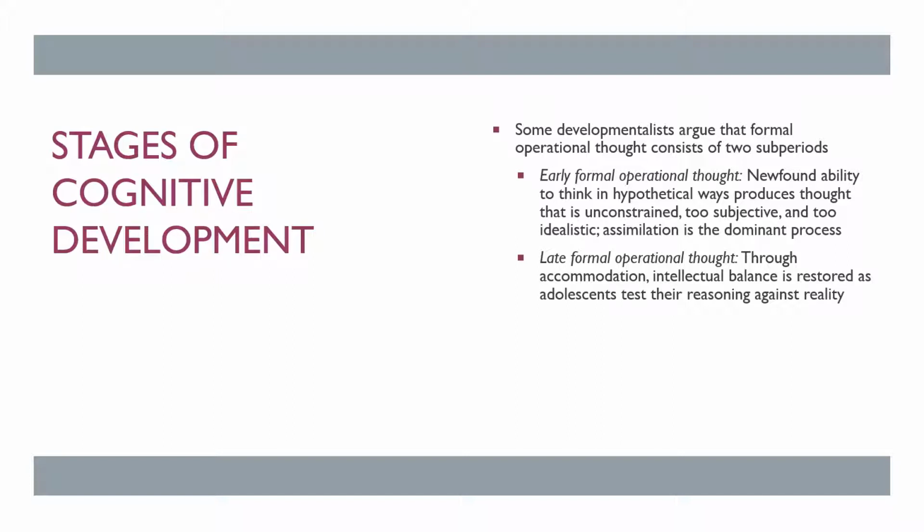So they're primarily using assimilation, so incorporating new information into what they already know. And then the second half, this late formal operational thought, using accommodation, so changing their schemas to make sense of this new information, and then using that to be able to test their reasoning, which is typically more in line with reality. There is, though, some research that shows that a lot of college students and many adults don't really think in this formal operational way on a regular basis.